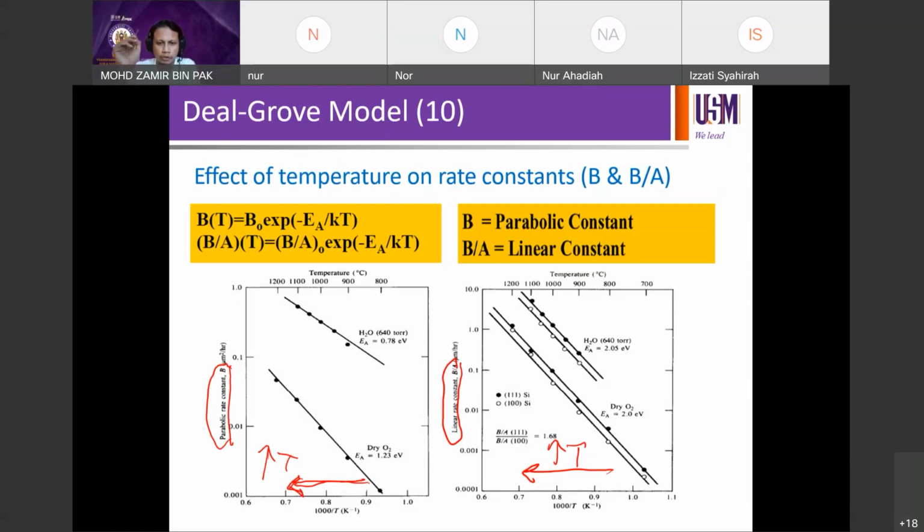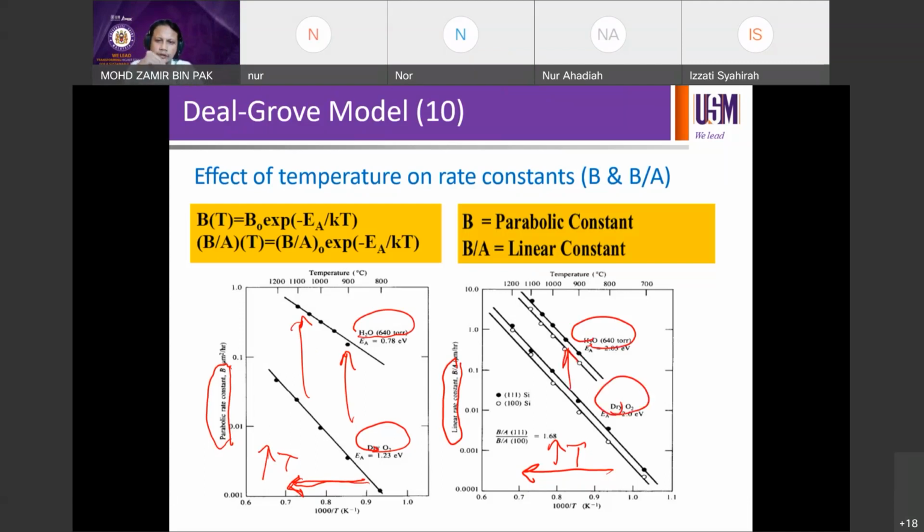You can also see here the parabolic rate and linear rate, and the difference between wet ox and dry ox. For the parabolic rate, for example, you can see the magnitude of the difference between wet and dry: dry is at the bottom, wet is at the top. That's the difference between the rate constants. The same goes for the one on the right. For the linear rate, in the linear region when we just started, the difference is here as well. Wet ox is up there and dry ox is down here.